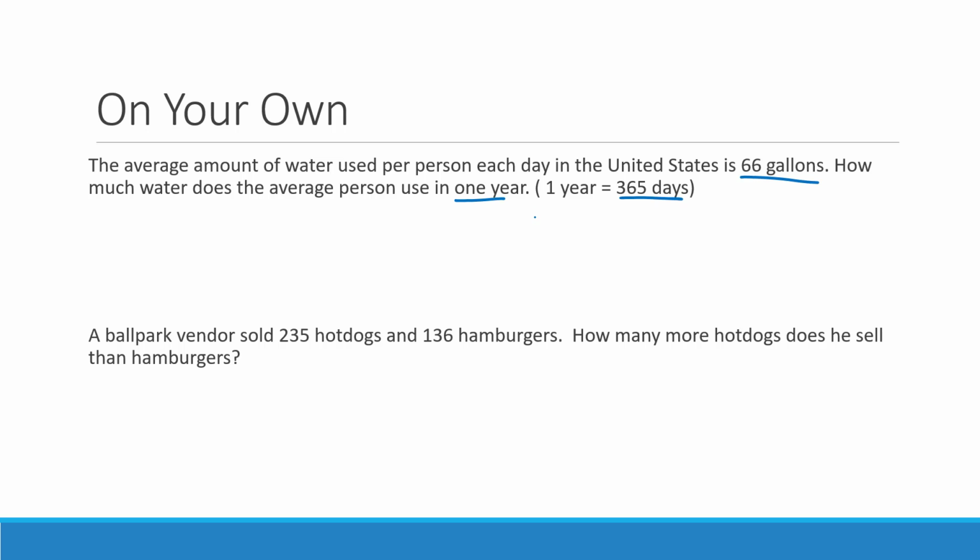Again, we know with multiplication and division, it's kind of tricky to see which one is which. So ask yourself, is something being repeated over and over again, which is going to be multiplication, or is something large being split up? So are we taking this 66 gallons and splitting it up amongst 365 days, or are we taking 66 gallons and repeating it for 365 days? Well, we're not going to split it up. We're saying 66 gallons every single day. And we're going to do that 365 times.